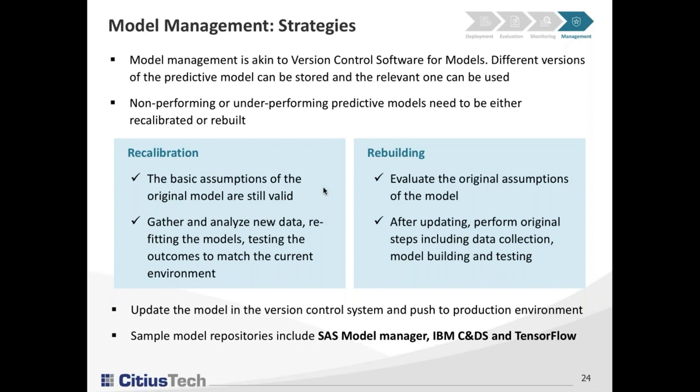Some examples of common out-of-the-box model management platforms, and we mentioned some of these before, are the SAS model management, IBM collaboration and deployment services, and TensorFlow. Again, the first two are proprietary, and TensorFlow is an open source platform. The advantage of platforms like this is that they provide automated code management for updates and allow for triggers that can be used to monitor model performance, and that helps to aid corrective actions as necessary.